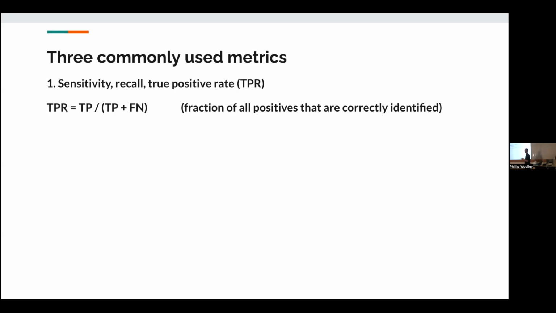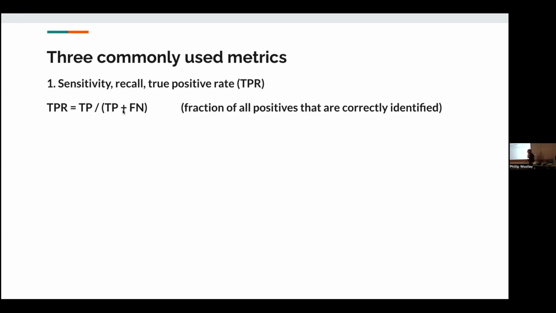Call the same thing 3 different ways just to really confuse you. Sensitivity, recall, or true positive rate. So what I wrote here, TP over TP plus FN. This is basically just the count of the true positives. So how many circles did I call circle? That was 5 in the graphic that I had, divided by the true positives plus the false negatives.